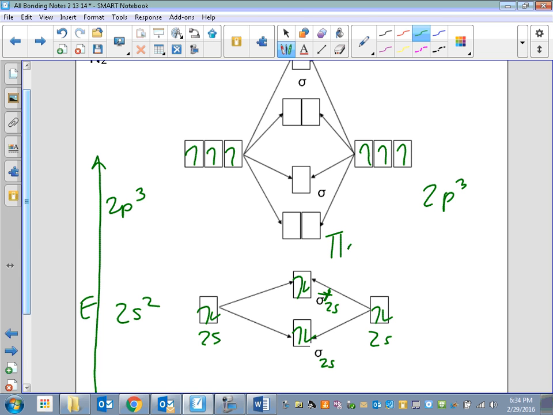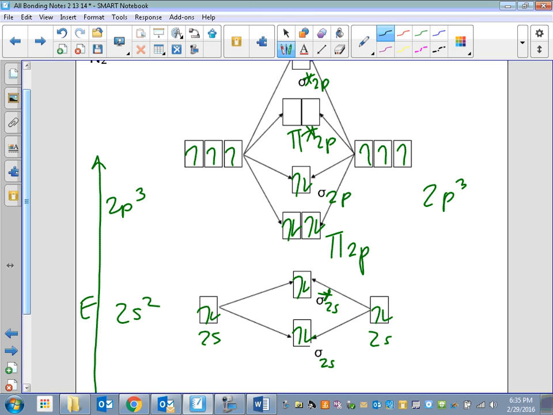This again is the pi 2p orbital. This is the sigma 2p orbital. This is the pi star 2p orbital. And this is the sigma star 2p orbital. Those are the antibonding ones at the top because they're high energy. So we're going to go 1, 2, 3, 4, 5, 6. So we have 6 electrons in these bonding orbitals here.